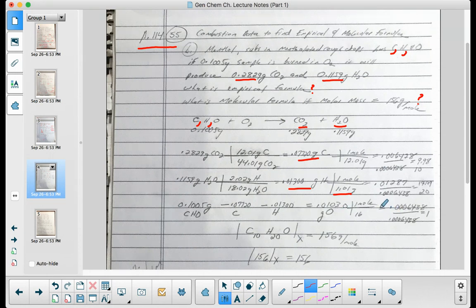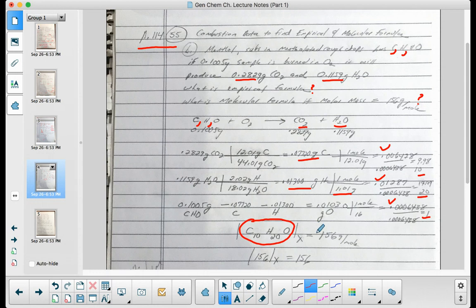So of these three mole values that I've calculated, I pick the smallest, which is 0.0006438. I divide each by that smallest, and I get my whole numbered mole ratio. Everything is close enough to a whole number so that it becomes 10, 20, and 1. So my simplest formula then is C10H20O. And if I were to stop the problem there, that would be my answer.